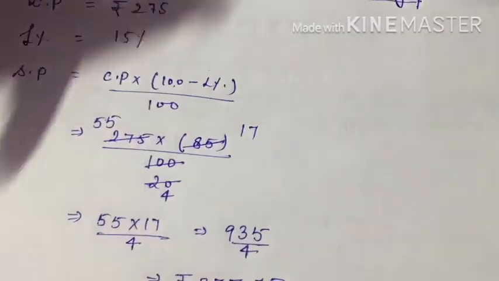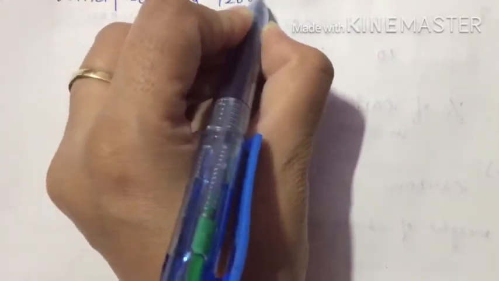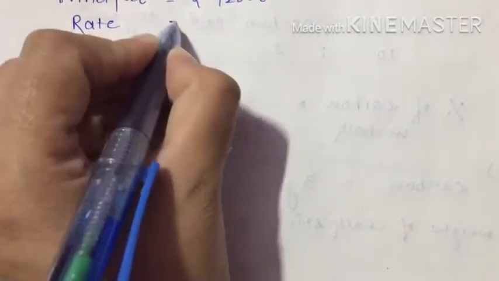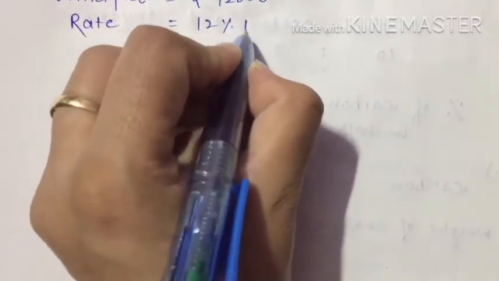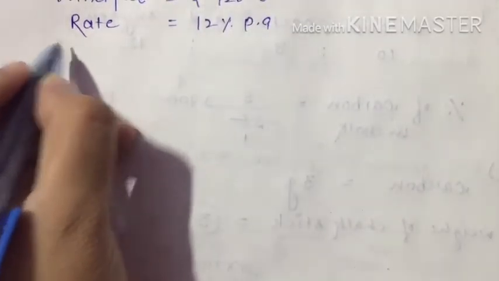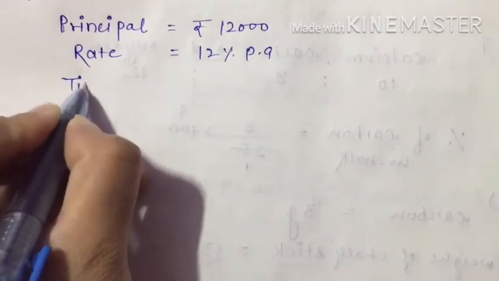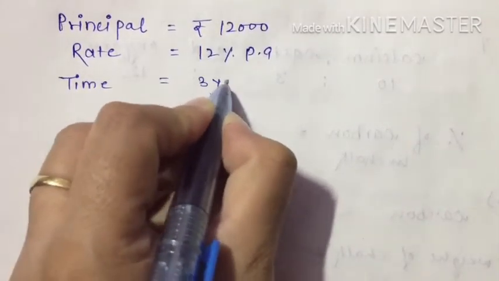Let us see question number 9. Question number 9 says find the amount to be paid at the end of 3 years in each case. The principal is given. Principal is equal to rupees 1200. Rate is equal to 12% per annum, and time is given 3 years.